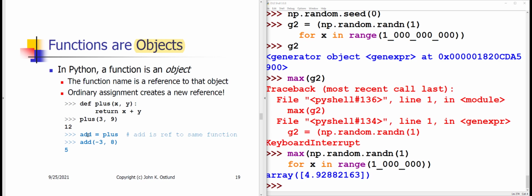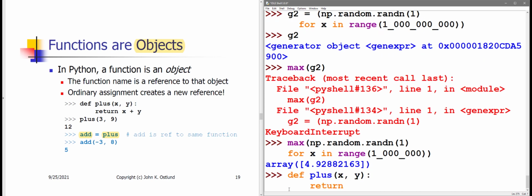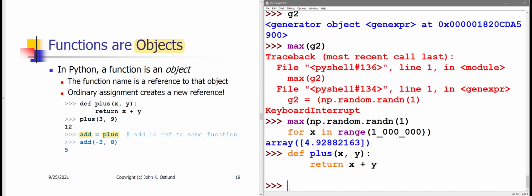You can also specify a different name for a function just by using assignment of an existing reference to a new reference. So here I'm defining a very simple function, plus of x y, to simply return x plus y. Not exciting at all.